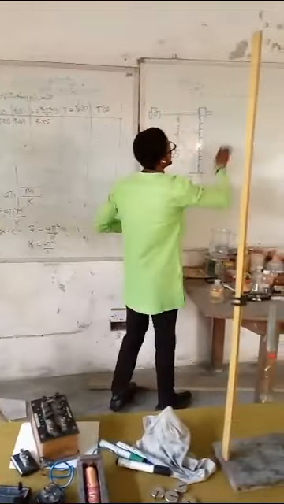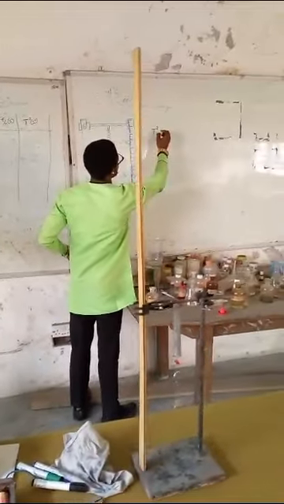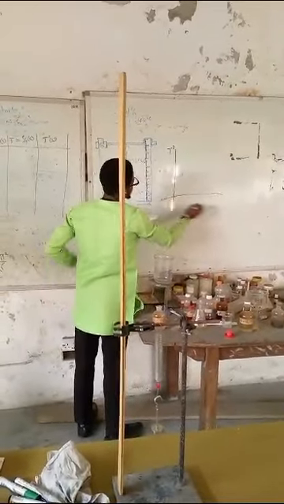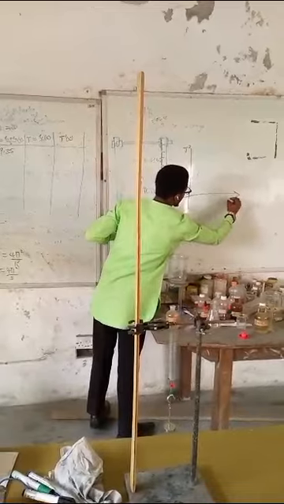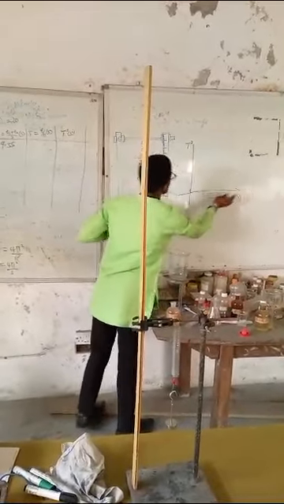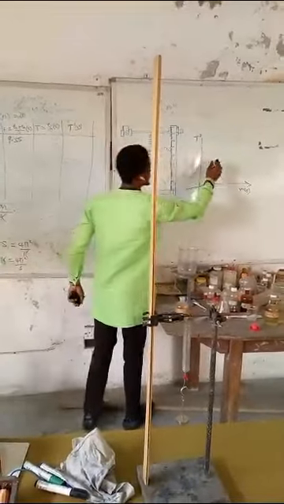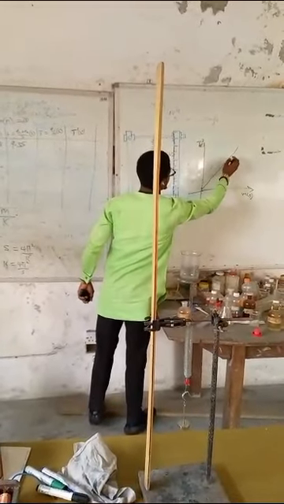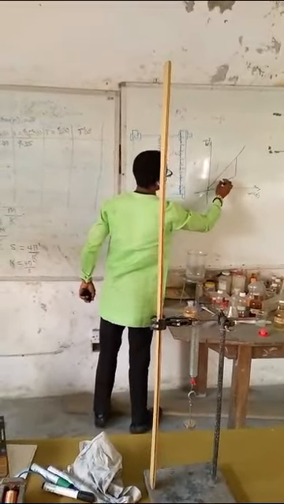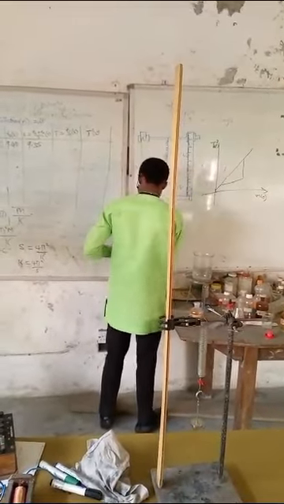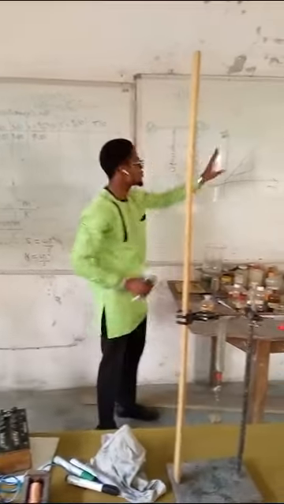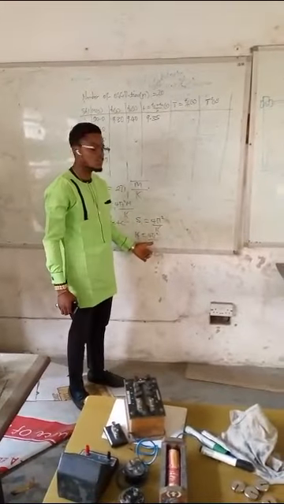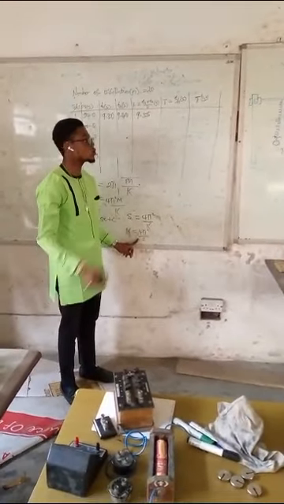So from your graph, if you plot a graph of T squared on the vertical axis against the mass M on the horizontal axis, you are going to have a straight line graph. So the slope gotten from this graph inserted into this equation will give us the spring constant of this spring.